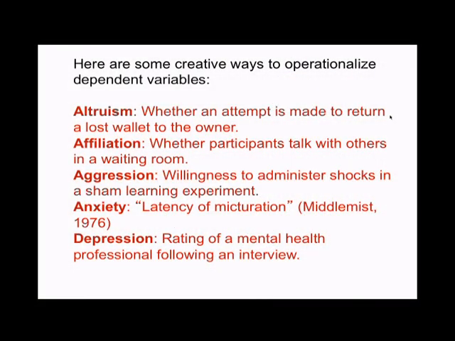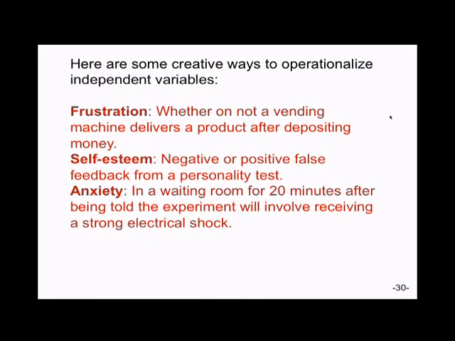Better than a depression scale would be to get a mental health professional's rating of how depressed someone is. So you could interview the person and based on their body language and the sort of things they say, you could use that to rate their depression. Well, let's talk about some creative ways to operationalize independent variables. So these are the things that you're doing to the participants.